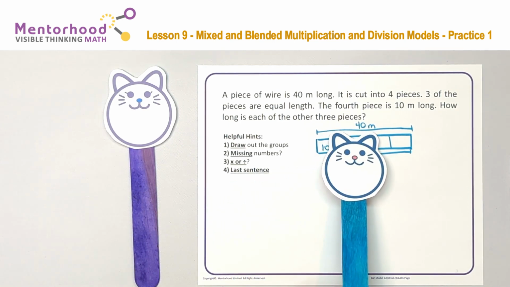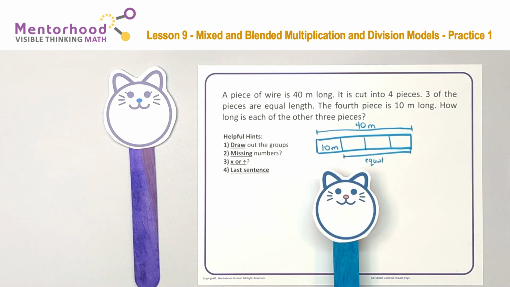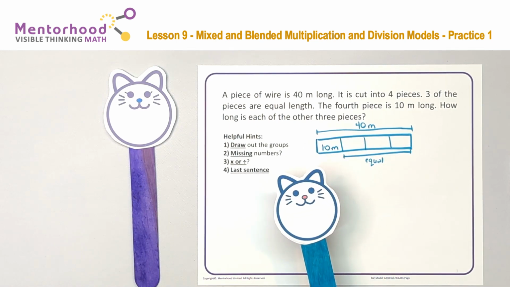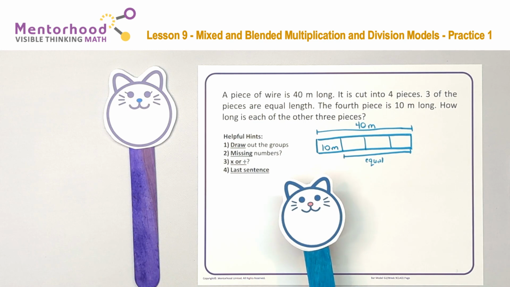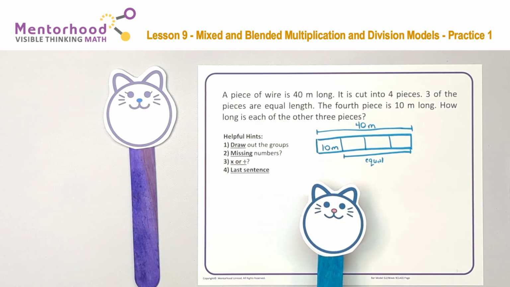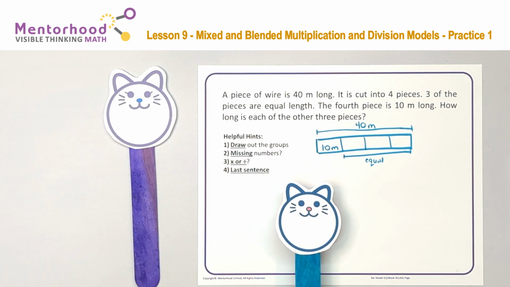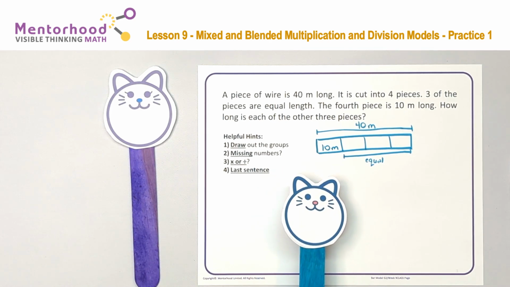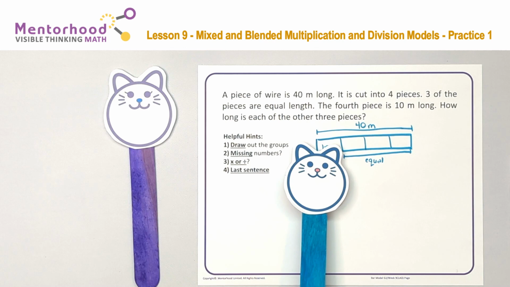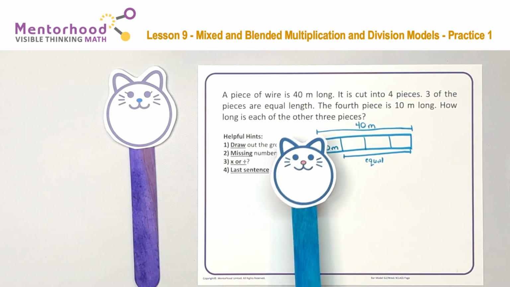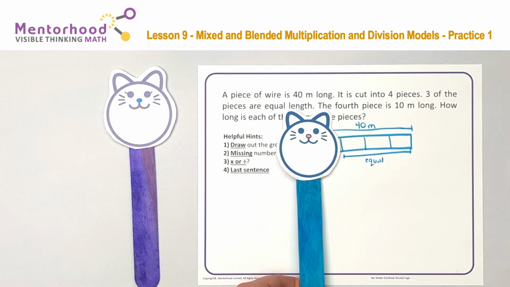If I take 40 and I divide it by 3, well, that won't quite give me the answer. How come? Yeah, I've got this 10 meters here. What should I do with that? What would happen to my total if I took off the 10 meters? I want to just be left with these 3.